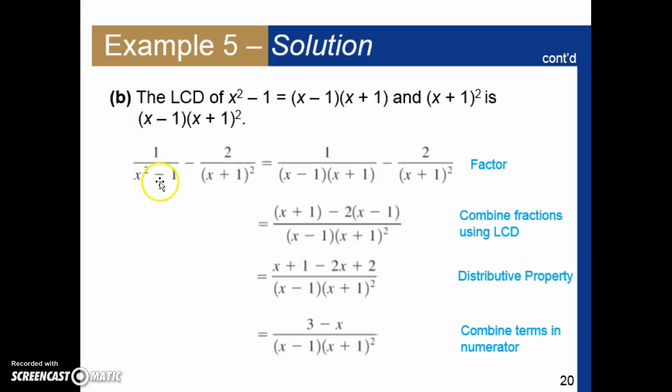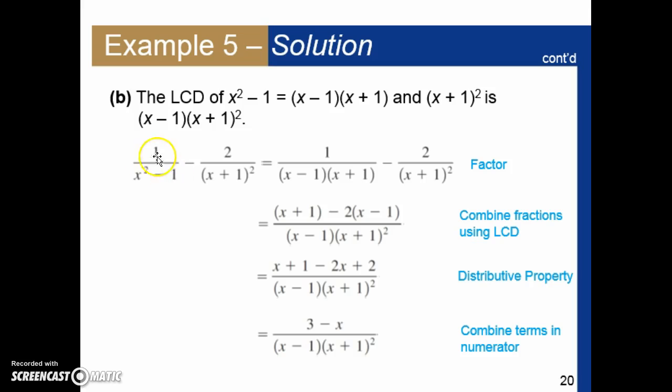So these two denominators have a common factor of x plus 1. So we could say the least common denominator is x minus 1 times the quantity x plus 1 squared. Do you see what they did there? Since this factors and x plus 1 is in that factor, then we don't have to write x plus 1 times x minus 1 times x plus 1 times x plus 1 squared, right? That's going to be too many in the denominator.